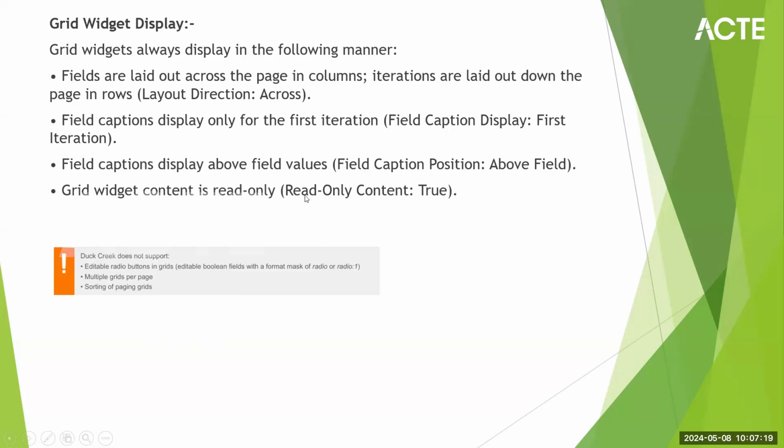Grid wizard content is read-only content. Basically the user cannot edit this; it is a read-only field. DuckGrid does not support editable radio buttons in grids. Whatever buttons or fields we create in the grid wizard will all be read-only. Multiple grids per page, sorting, and paging grids: you can have multiple grids per page as well.